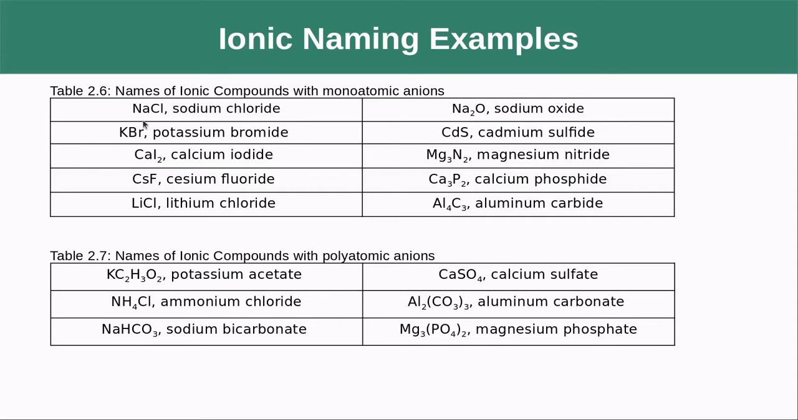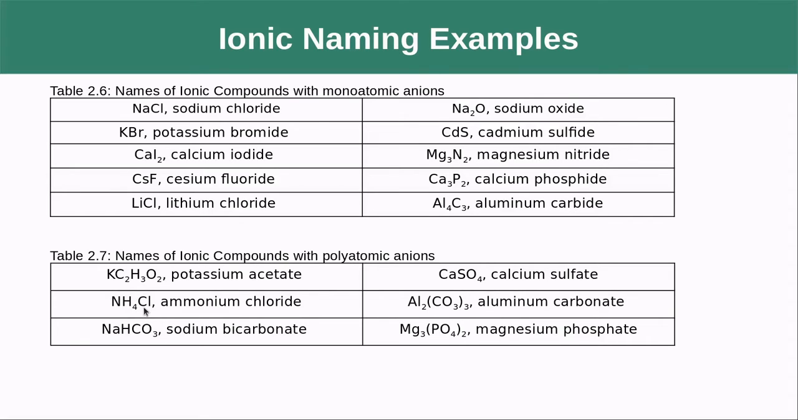Here we have sodium and chlorine coming together to form a compound, and we call it sodium chloride instead of sodium chlorine. Here we have potassium and bromine, we call it potassium bromide in this case. Similarly over here, we have calcium and phosphorus, calcium phosphide.